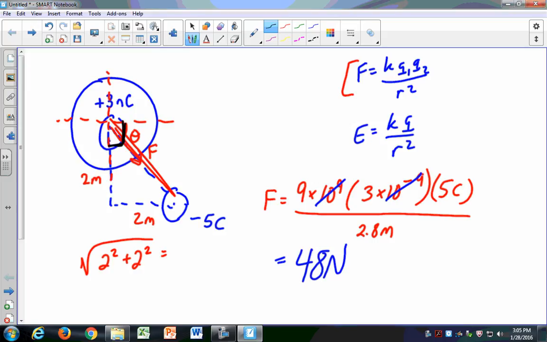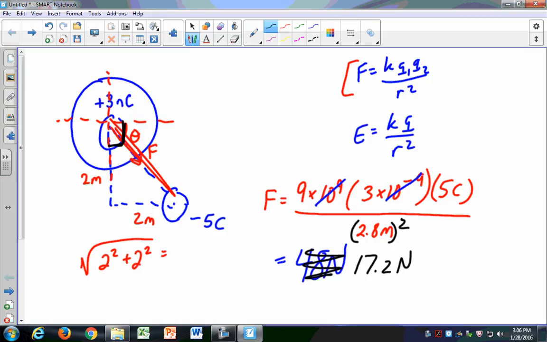Did you not get that? 27 times 5 divided by 2.8. Oh yeah, it is supposed to be squared. You're right, I don't think I did that. That's 17.2. Thank you, I'm sorry. This should be squared, and this works out to be 17.2 newtons.